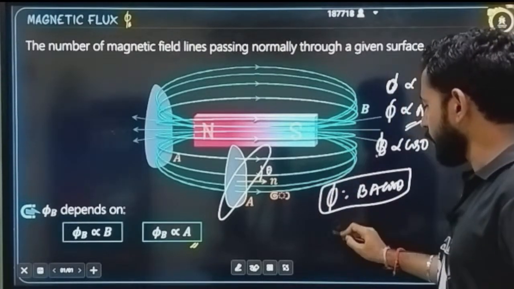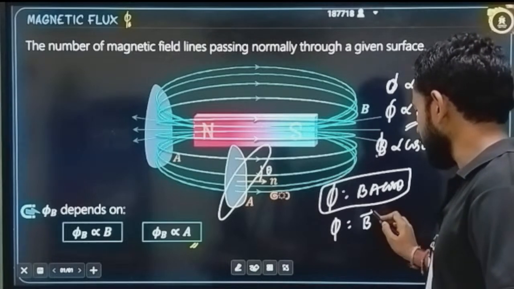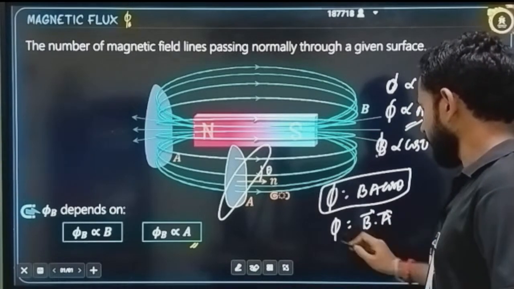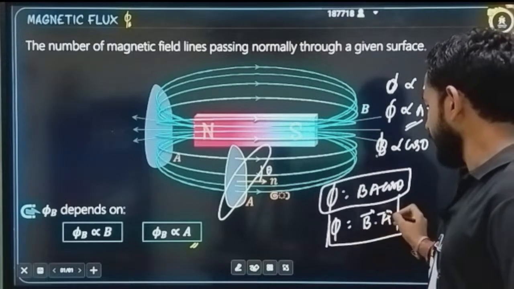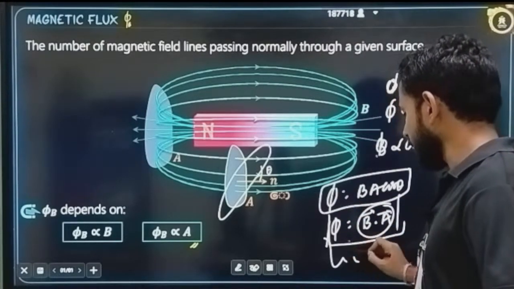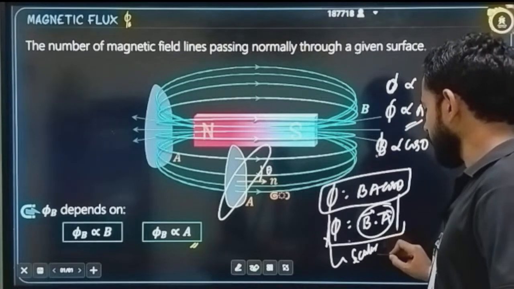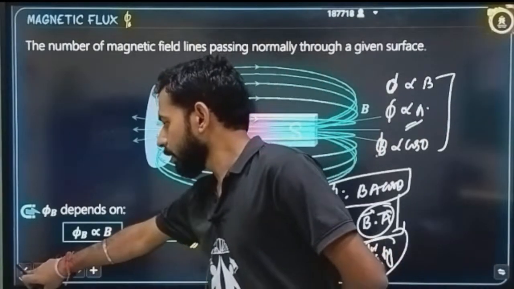So what I understand from here, students, is that flux equals BA cos theta, which can also be written simply as B dot A. Flux is written as B dot A. That means since there is a dot product, the resultant is going to be a scalar quantity. Correct?